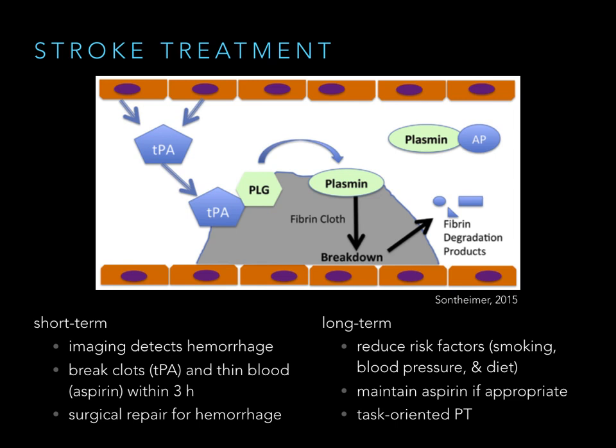In the long term, you want to reduce risk factors by modifying your diet, the degree to which you exercise, smoking, alcohol use, etc. Blood thinners are, for the most part, going to be used to reduce the risk of secondary stroke. And then relevant to you all would be task-oriented physical therapy. In other words, if you want a patient to get better at a certain task, have them practice that task.